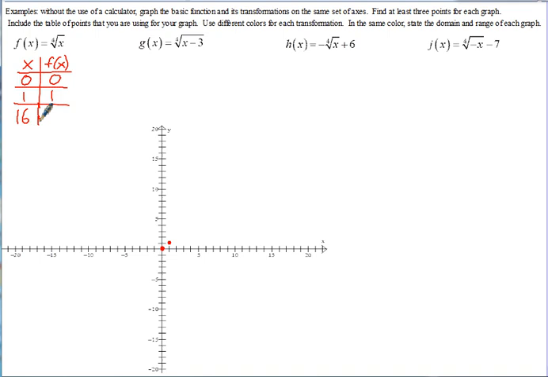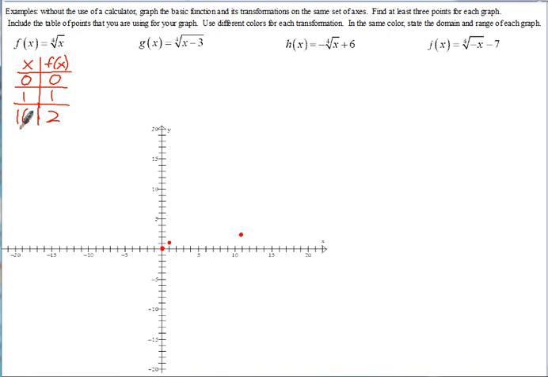2 to the fourth is 16, so the fourth root of 16 gives you 2. So 16 will be over here at 2. And that's enough to graph it. It kind of looks like the square root graph, except it doesn't increase as quickly as a square root graph, because the fourth root makes it even smaller than a square root.